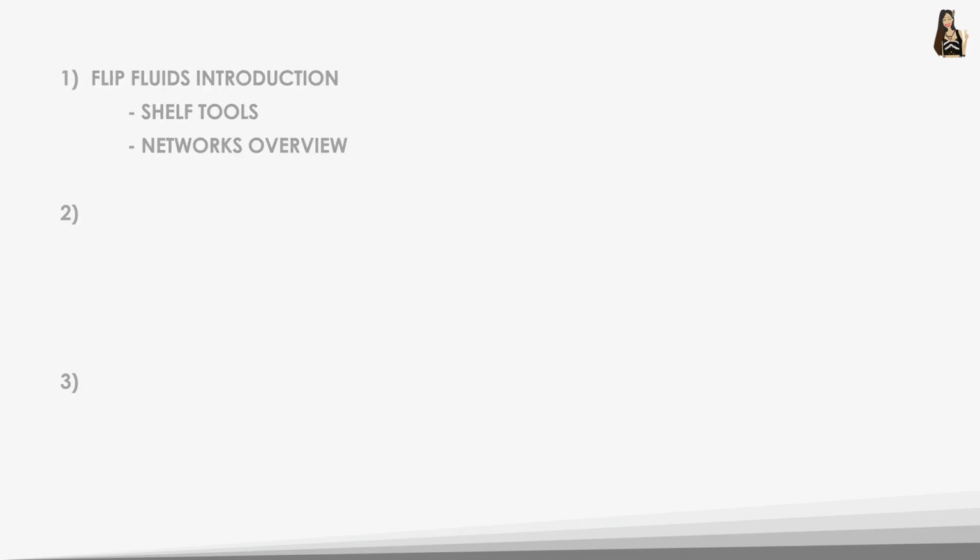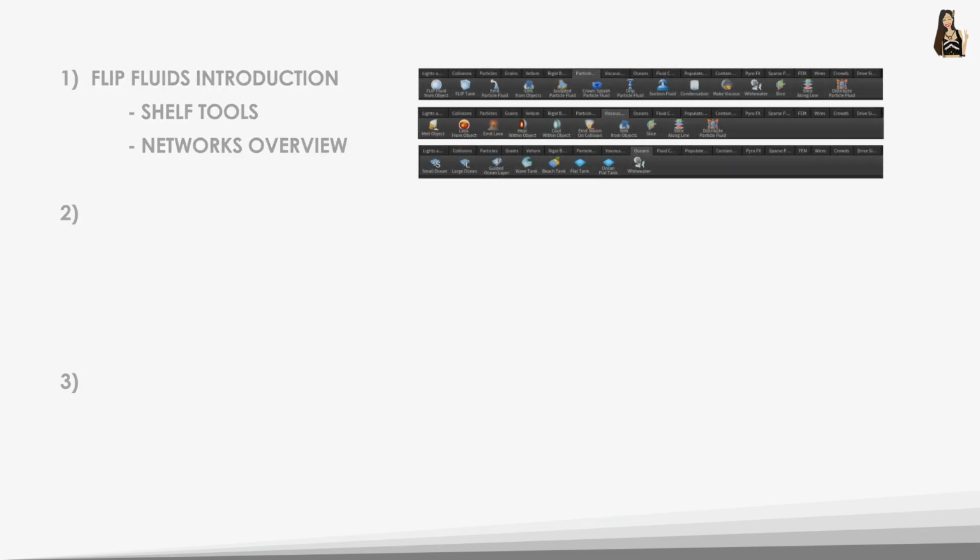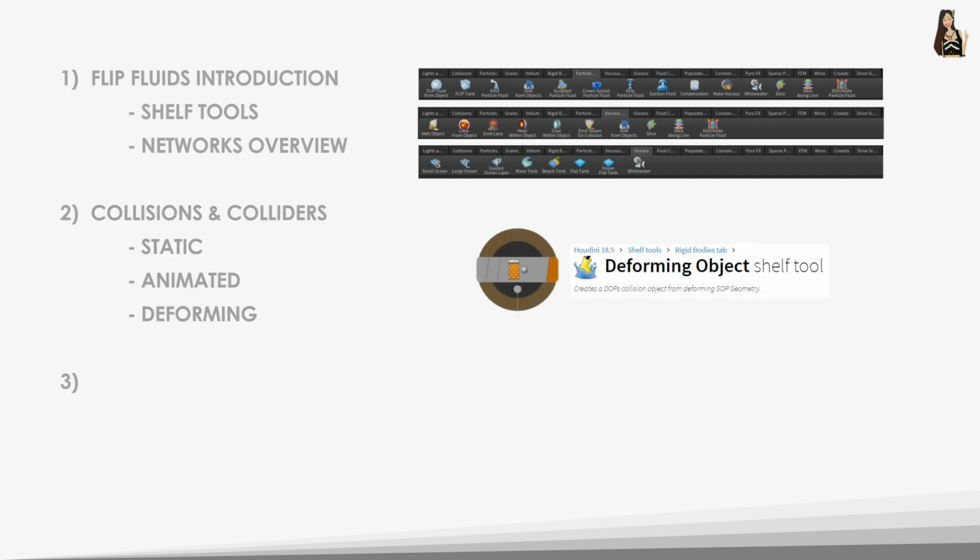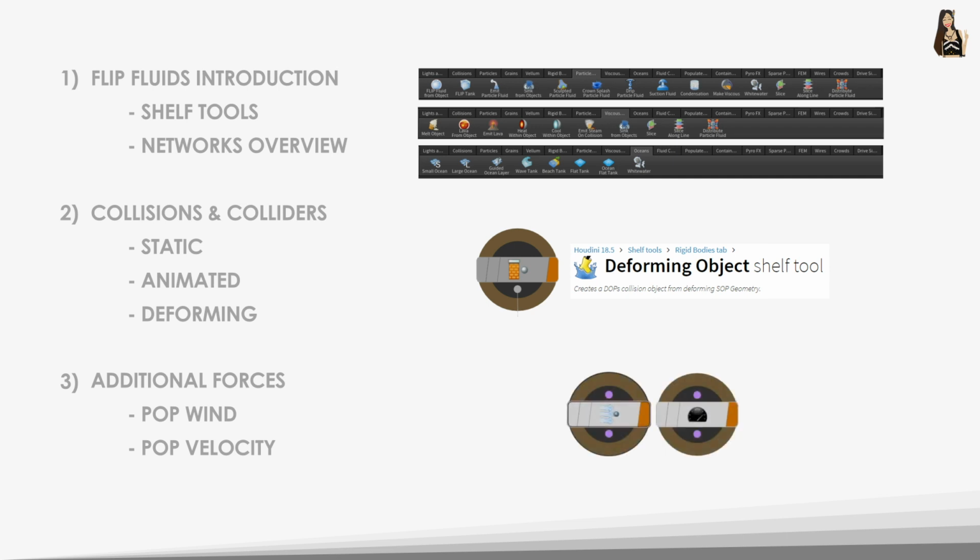Part 1 explains what flip fluids are and how the networks work. Part 2 looks into setting up colliders, including static, animated, and deforming objects. Part 3 shows how to add additional forces to the simulation, such as pop wind or pop velocity.